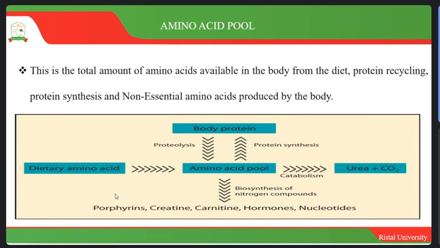These are the things that result in addition to the amino acid pool. One is proteolysis, protein synthesis takes place, and then the other amino acids also add into the pool. Catabolism will take away from the pool, and biosynthesis of nitrogenous compounds, which includes porphyrin, creatinine, carnitine, hormones, nucleotides. All of them involve the use of nitrogen.